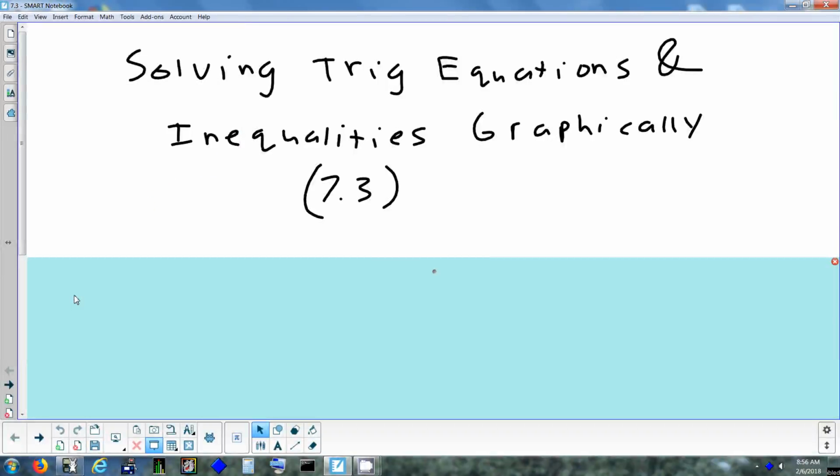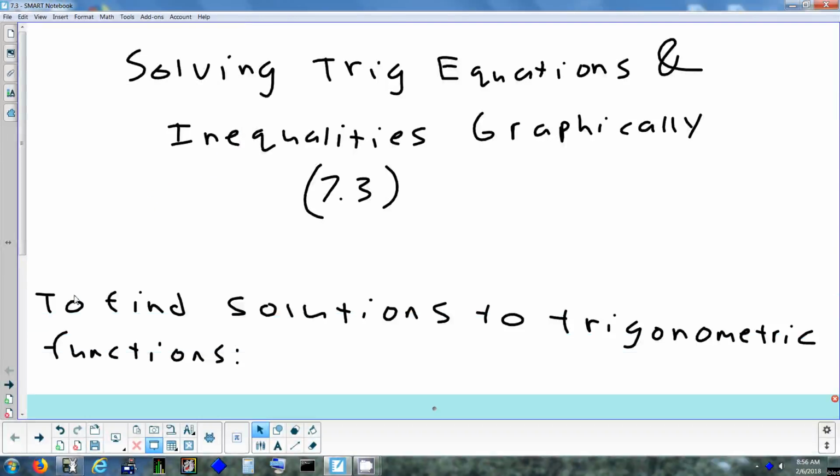Either an intersect, if it's like a y1 and y2, or if it's equal to 0, you're going to do second calculate 0. Okay, either way. Later on, we'll get into solving the same kind of problems using algebra. But for today, we'll use a graph.